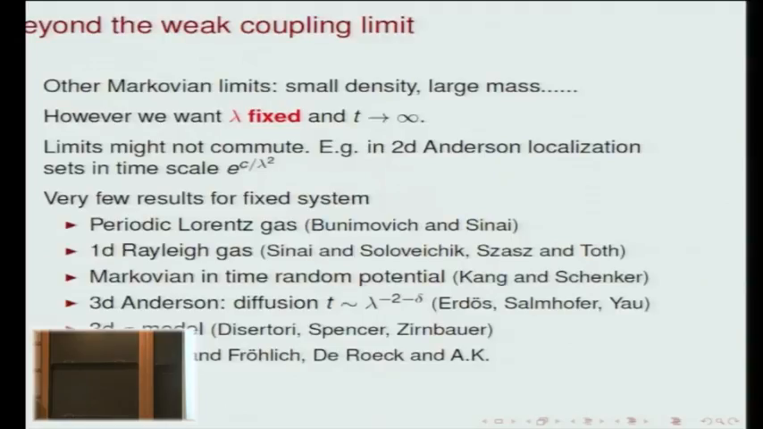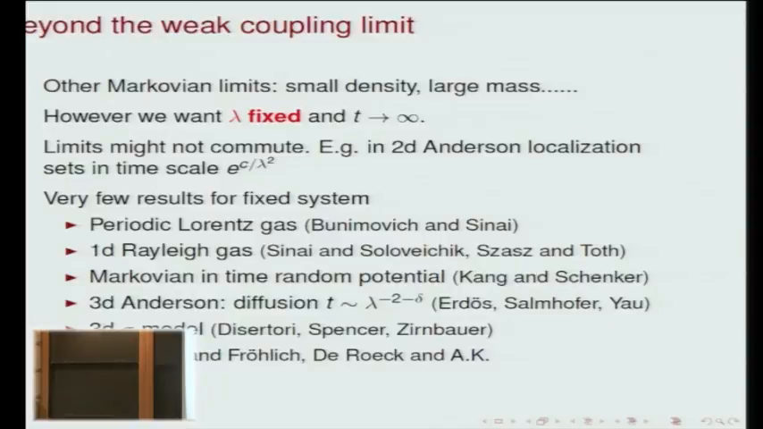What we would rather want to do is keep lambda fixed, take t to infinity, and prove diffusion there. Of course, we know that sometimes these limits don't commute. For instance, in the two-dimensional Anderson model, where the weak coupling limit is diffusive, nevertheless if you go to much longer time scales, you expect localization to enter, at time scales of the order of exponential in the large parameter.